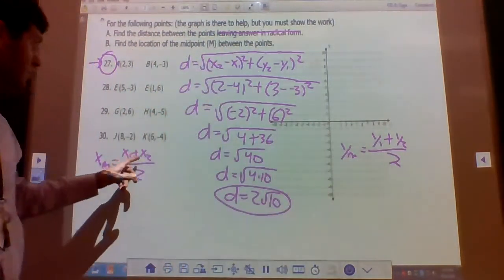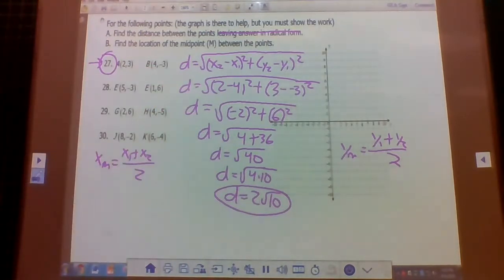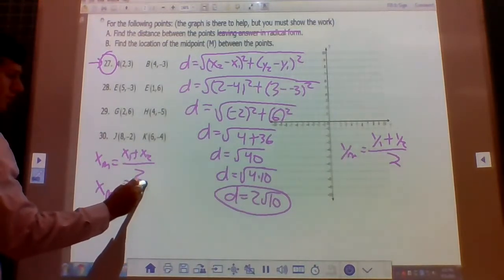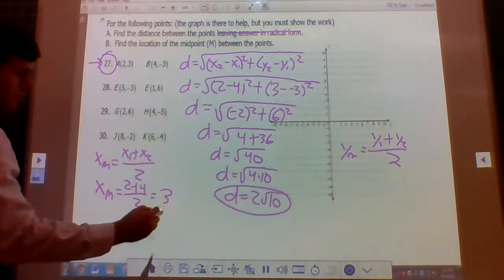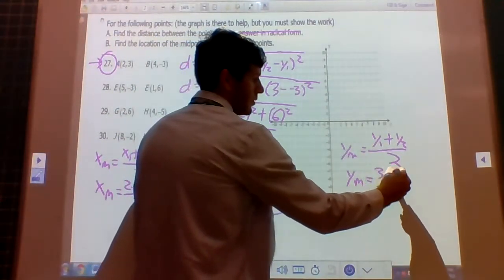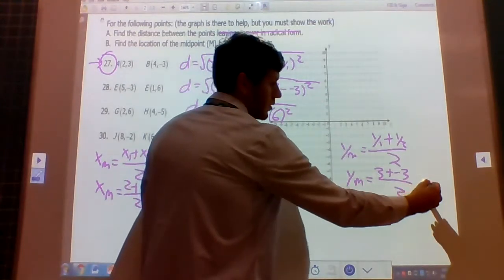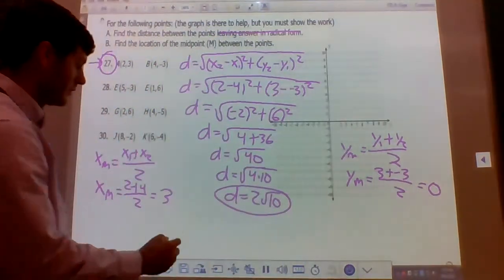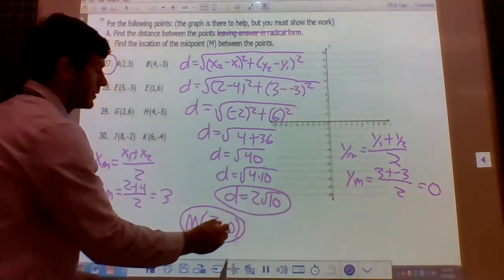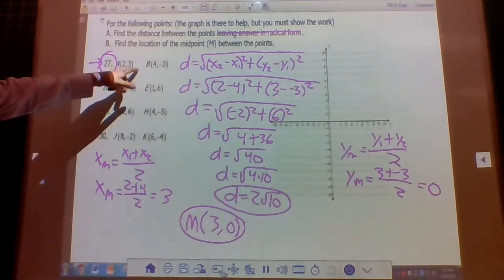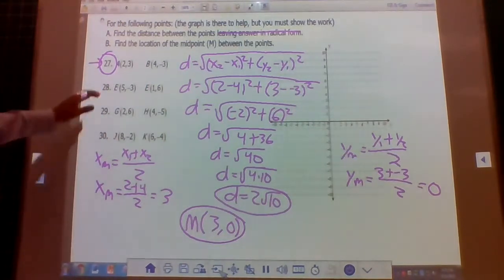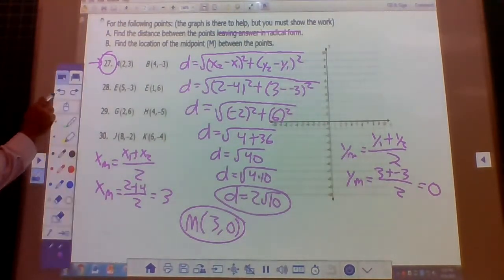Okay, the two x values here are 2 and 4. 2 plus 4 divided by 2. We're just finding the average, and that's going to be 3. The y values are 3 and negative 3. 3 plus a negative 3 over 2, that's going to be 0. So our midpoint is 3, 0. Okay, that makes sense because 3 is between 2 and 4, and 0 is between 3 and negative 3. So that's 27. Let's look at 28.